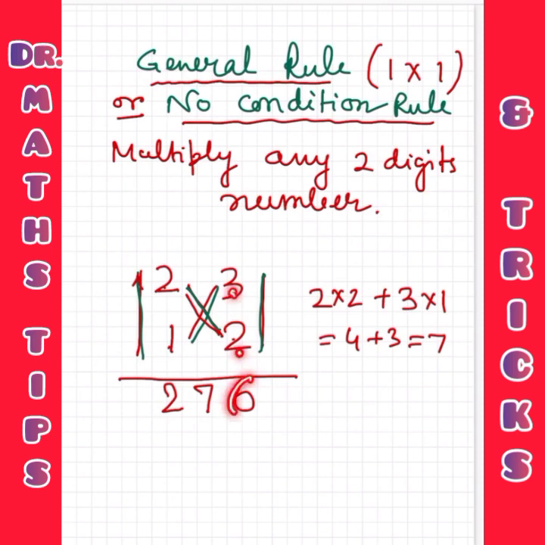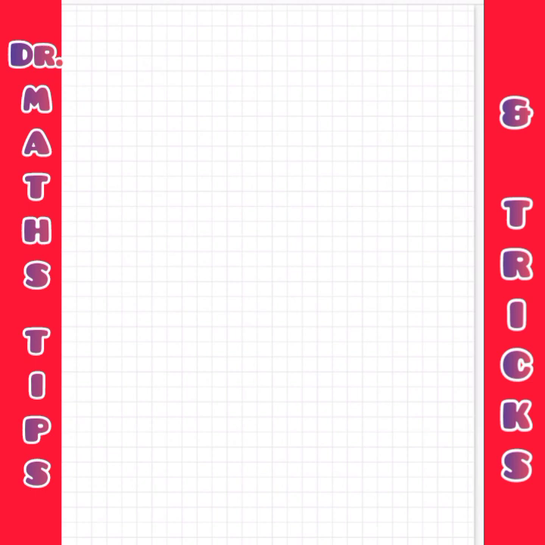Then what I did, 2 into 3, 6, 2 into 2 plus 3 into 1 equal to 7, put 7 here, and 1 into 2 equal to 2. Our multiplication is done. It is a general rule. You can apply it for any two-digit number.